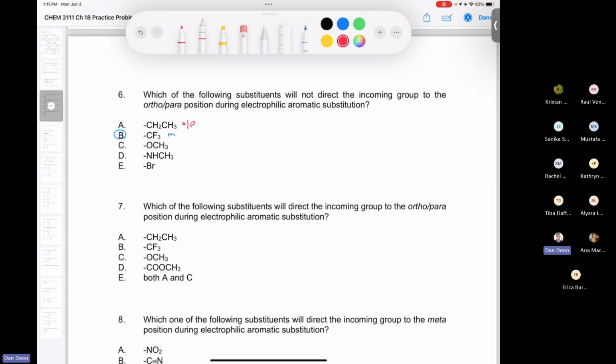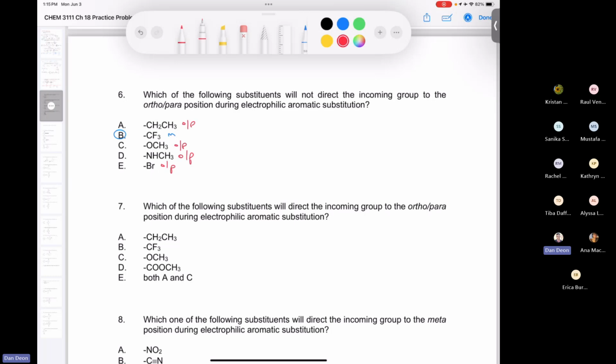I told you it's the weakest of the strong activators, or the strongest of the moderate activators. So this is ortho-para. This one is ortho-para, and this one also, bromine. It's a weak deactivator, but it is an ortho-para director. That's the exception that we talked about, the halogen. So the answer for that one is B.